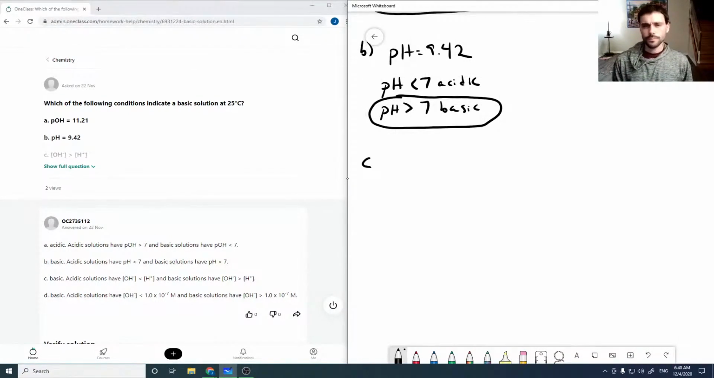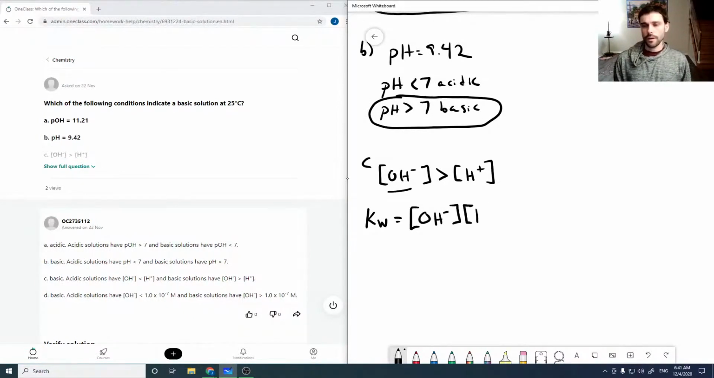C, our concentration of OH minus is greater than our concentration of H plus. So I think most people would realize that this would mean it's basic, but just to describe why this would be. So remember that our Kw is our concentration of OH minus multiplied by our concentration of H plus, and that's equal to 1 times 10 to the minus 14. So it's a constant. So if our concentration of OH minus increases, then our concentration of H plus decreases.